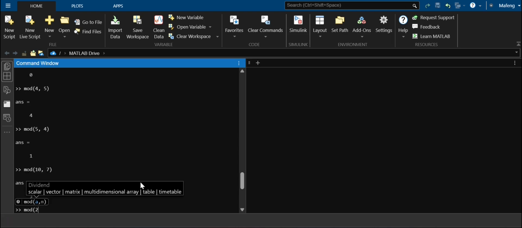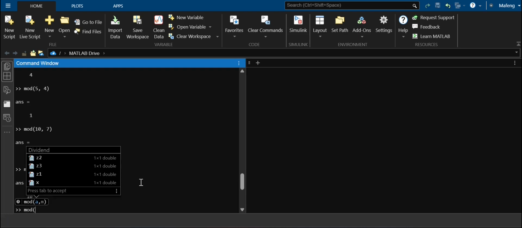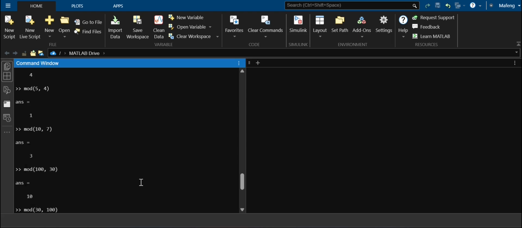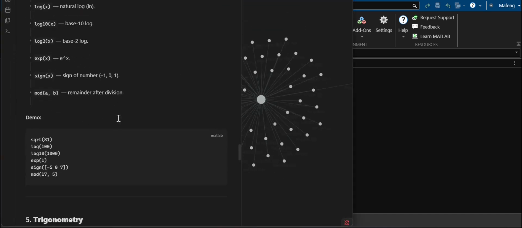If we did that with a different pair, the remainder would be 3. With another, the remainder would be 10. If we did the opposite here, 100 will not be able to go into it, so 0 remainder 30. Okay, so those are the basic math functions.